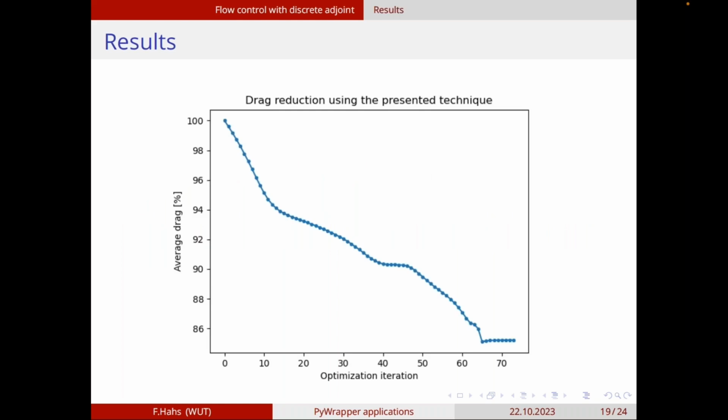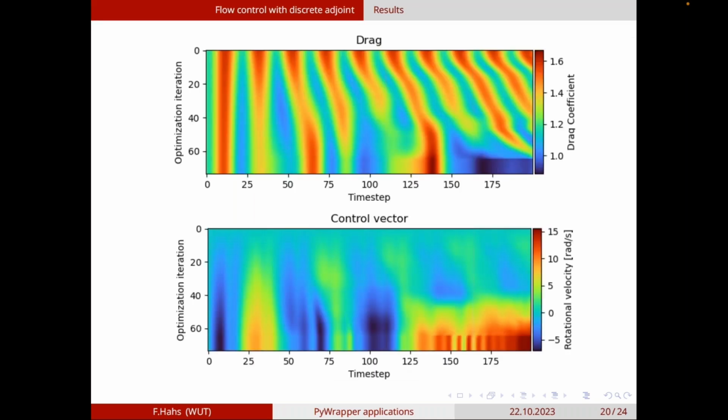And that is a reduction of 15% of the average drag over around 65 optimization iterations, after which it stopped optimizing. So here we can see some more graphically pretty results. In the first graph here, we have the drag. On this axis, we have the time steps, and here we have the drag coefficient as the color, and the optimization iteration is the y-axis.